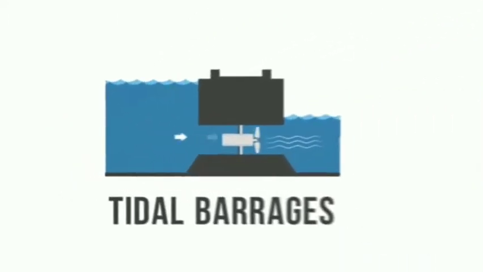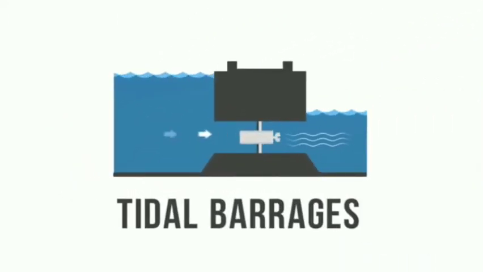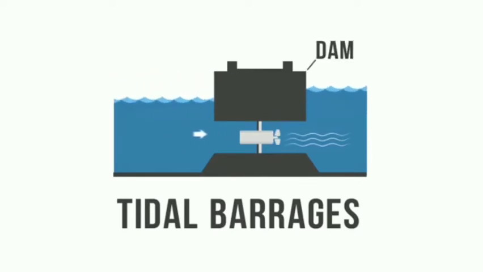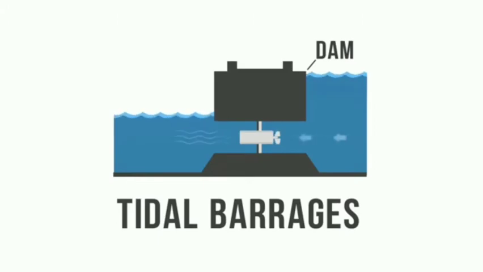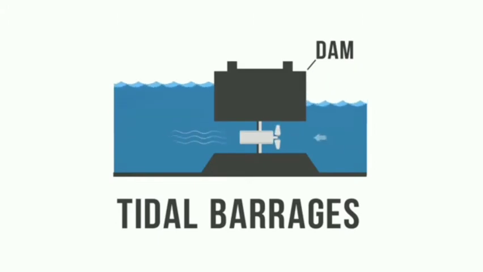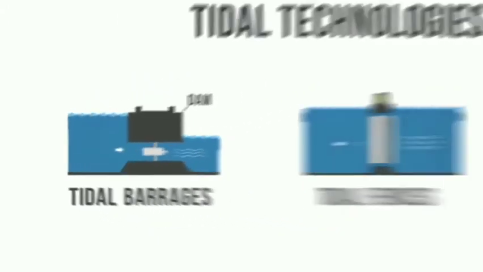Tidal barrages are the most efficient tidal energy sources. A tidal barrage is a dam that utilizes the potential energy generated by the change in height between high and low tides. This energy turns a turbine or compresses air, which in turn creates electricity.